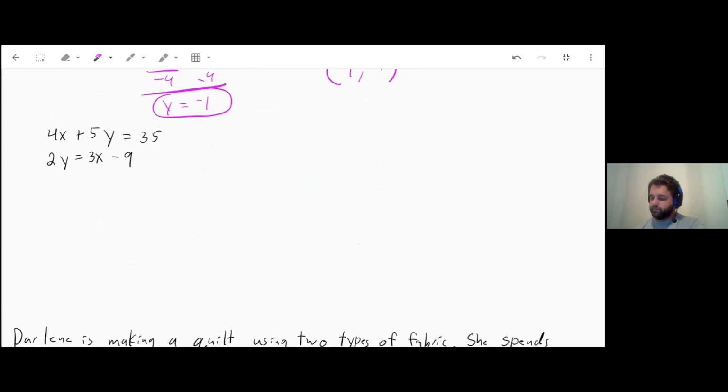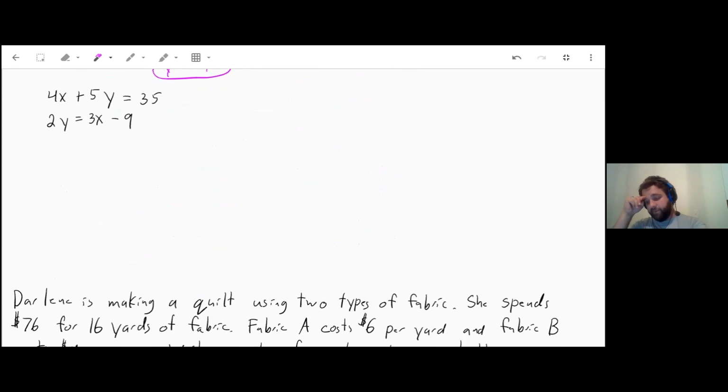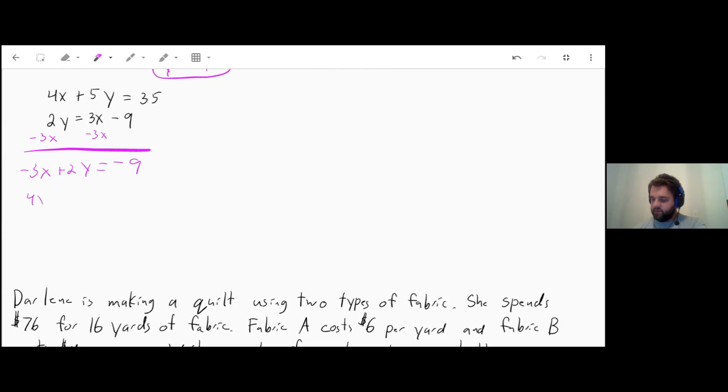Let's try another one. This one's a little tricky because, first of all, it's not lined up right. So what I'm actually going to do here is subtract the 3x from both sides. So we will have -3x plus 2y equals -9. Then our other equation was 4x plus 5y equals 35. Well, I'm looking at our 3 and our 4, and there are no nice numbers to get one to look like the other. And 2 and 5, that's also not really great.